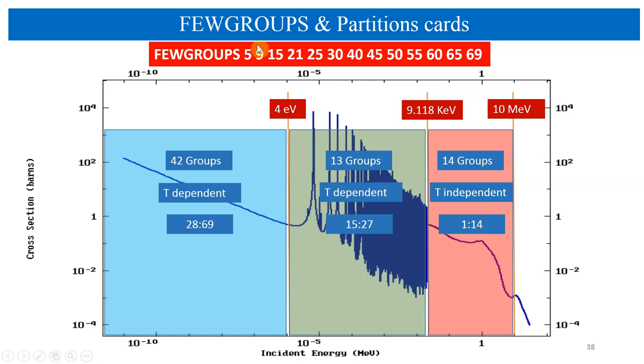The partition group could be the same group structure or could be another group structure, but it should be extracted from the original one, which is the few group. So as an example, I can use the same number in the partition card, but say from 5 to 15 and omit 9. It should be less, but extracted from the same boundaries of the few group card.